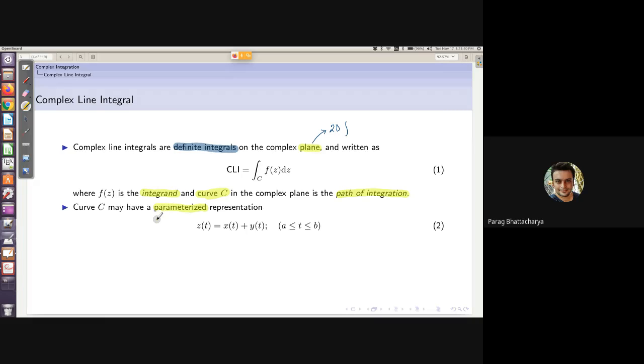Anybody, any idea what exactly is the meaning of this word? What is parameterized representation? Any idea? Mehul, what is a parameterized representation?